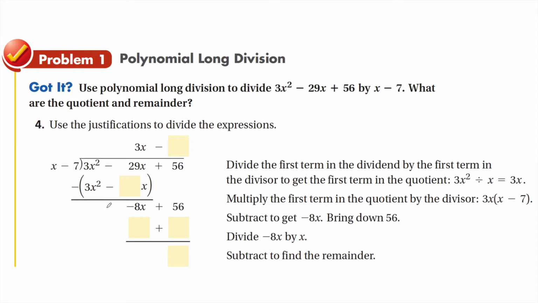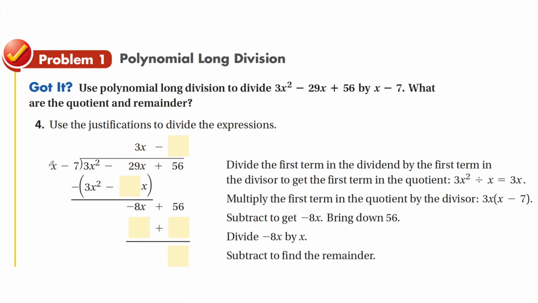Great job. Problem 1. Polynomial long division. Use polynomial long division to divide 3x squared minus 29x plus 56 by x minus 7. What are the quotient and the remainder of this problem? Remember, the quotient being the solution and the remainder being whatever we end with at the very end.